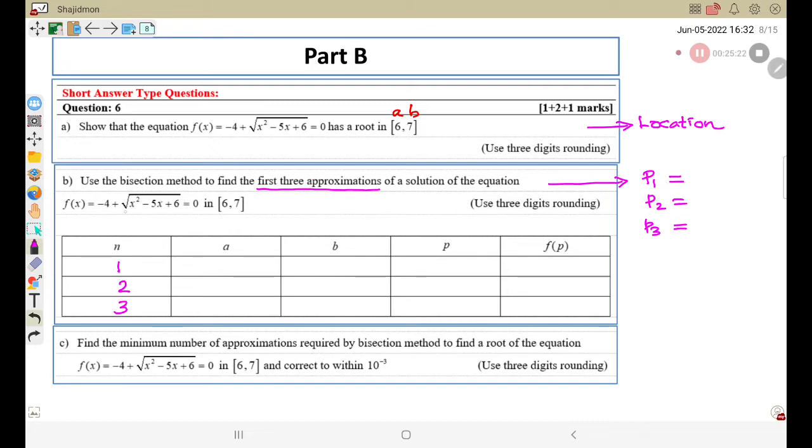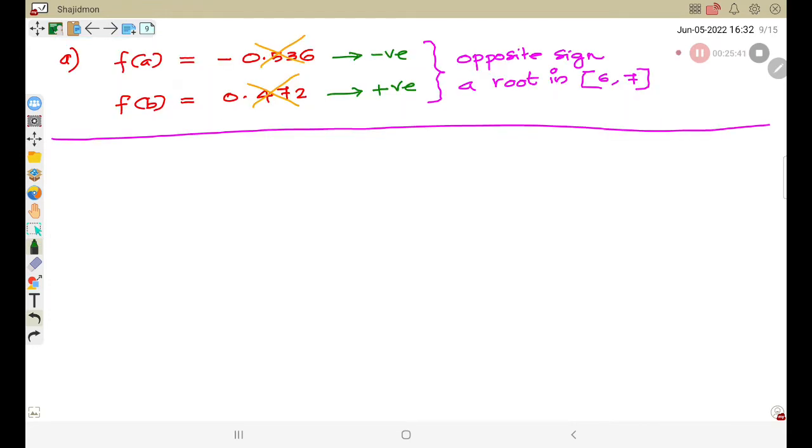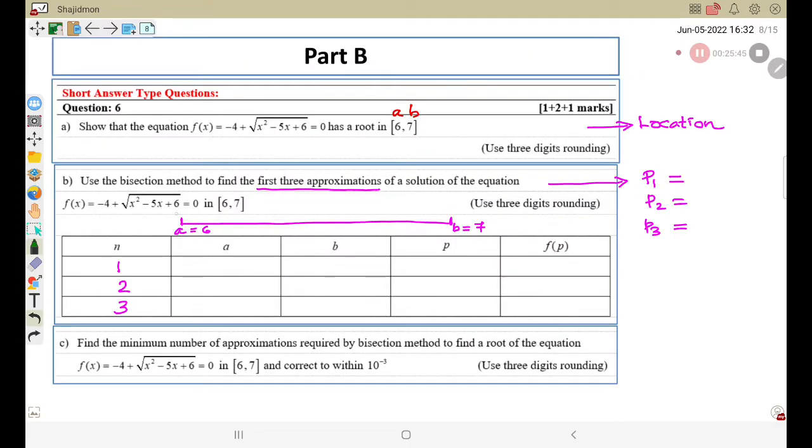Okay, what is the question? From 6 to 7. I am just putting a line on the top for your understanding. This is the A number, this is the B number. A number is 6, B number is 7. Now, what is the sign of f of a that we got? Just now we did: f of a sign is negative, f of b sign is positive. So f of a I am writing negative, f of b I am writing positive.